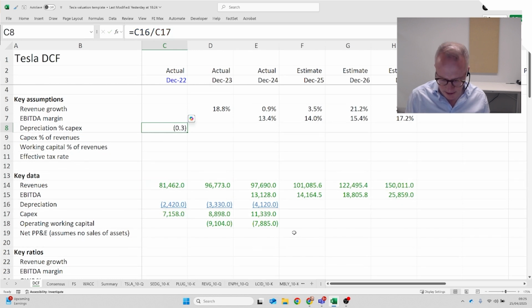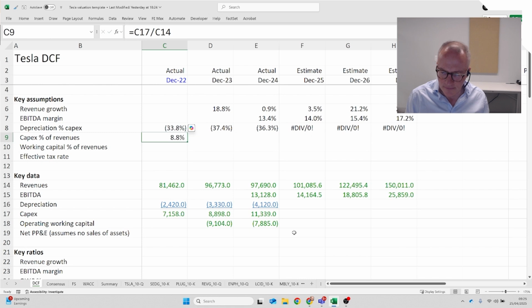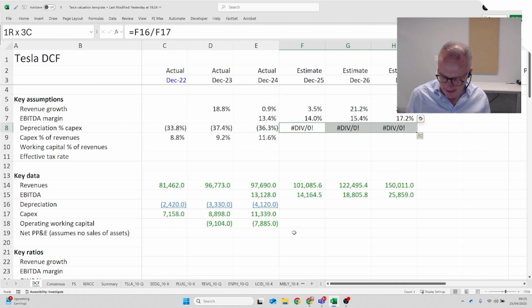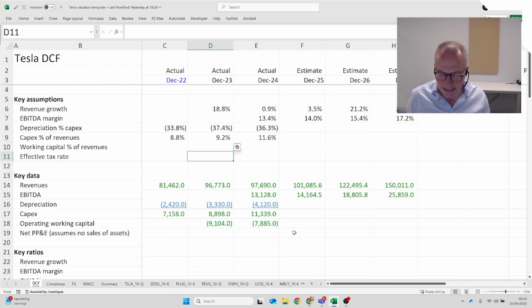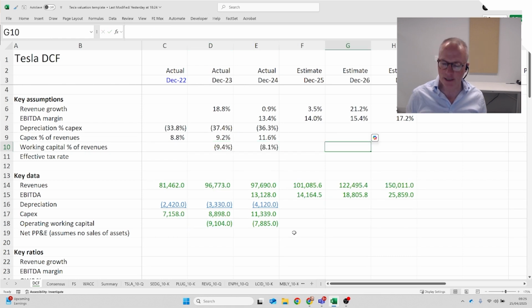So I'm just going to do this for all the historical ratios. There we go. And then I'll do CapEx as a percent of revenues. I'm going to pull that in, and I can't do that for more than those years because I don't have numbers there. And then working capital as a percent of revenues, I can do it for the last 2 years. And there we go. So we've got all the historical ratios in.